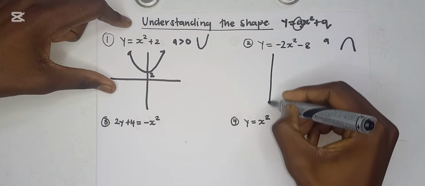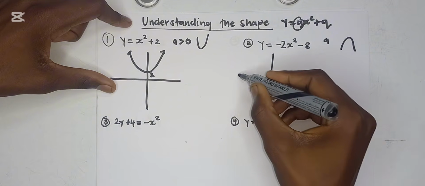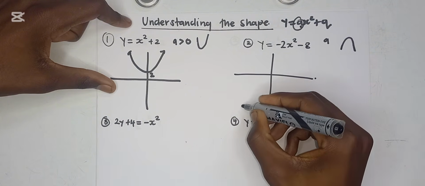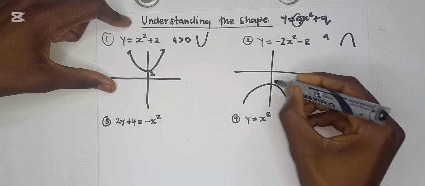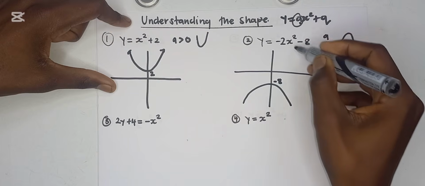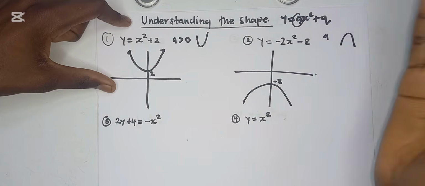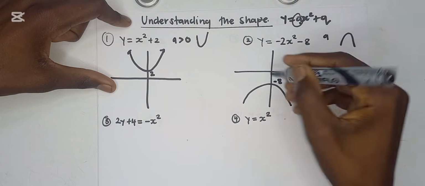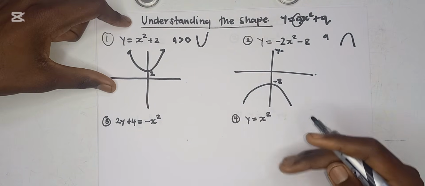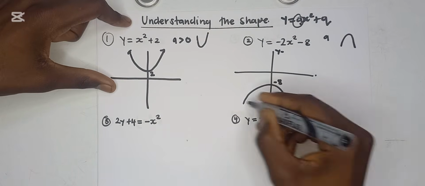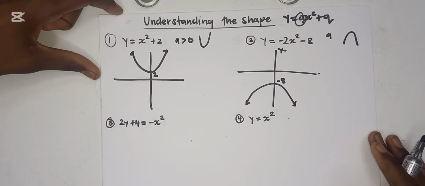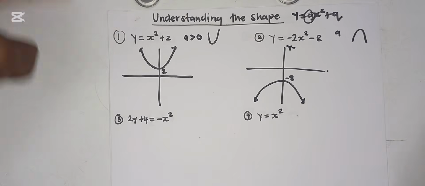So the way that we're going to draw it is going to be something like this, and it shifts -8. Remember, this 8 is for the turning point. The turning point of the quadratic here in grade 10 is always on the y-axis, so it shifted 8 units downwards. This is the shape that is going to be formed there. We don't care about the x values, the y values and the x-intercept.